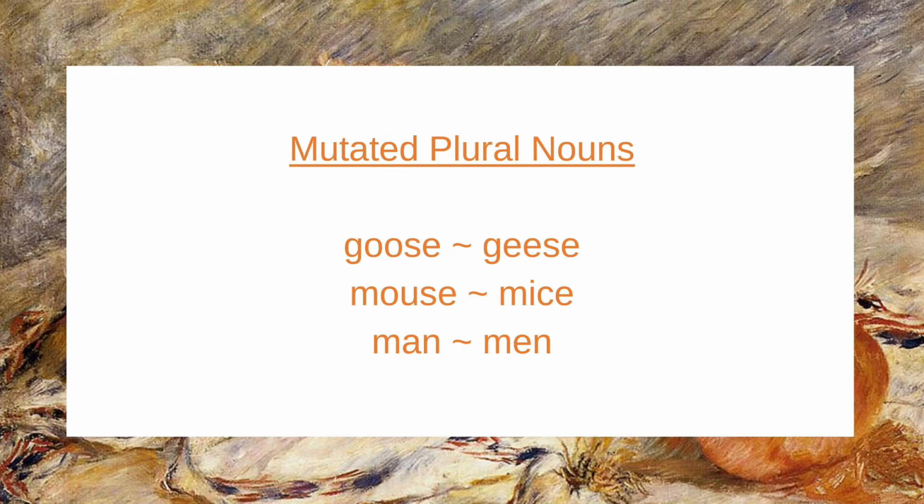Not all nouns take the S or ES suffix to form the plural. The vowel changes in a mutated plural noun to form the plural. Sometimes mutated plural nouns also undergo slight spelling changes. 1 goose, 2 geese. 1 mouse, 2 mice. 1 man, 2 men.